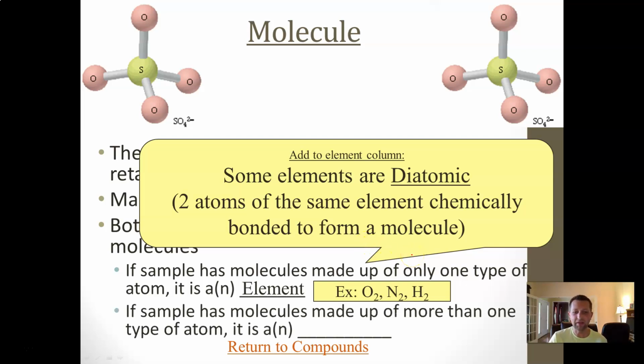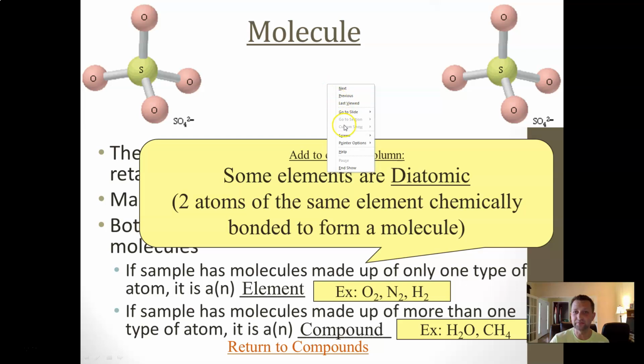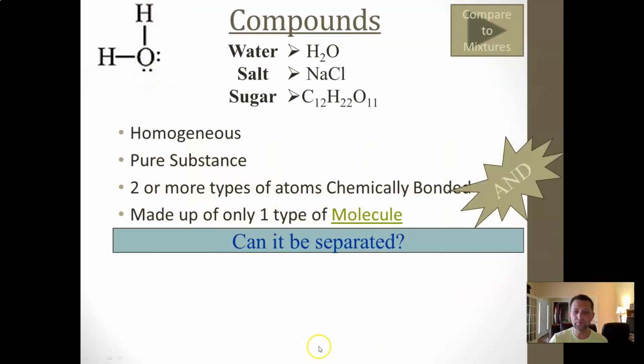Okay. If a sample has molecules made up of one or more than one type of atom, that's a compound. Water, CH4 is methane. That's the gas we use in school to light the Bunsen burners. All right. So that is a lot of information there on this one slide, but it's really, really important foundational information that we need to know. Okay, so let's go back to where we were here. Go back to compounds. So there are two or more types of atoms chemically bonded and made up of one type of molecule. All right, so that's important. 2 components there of our compound definition.